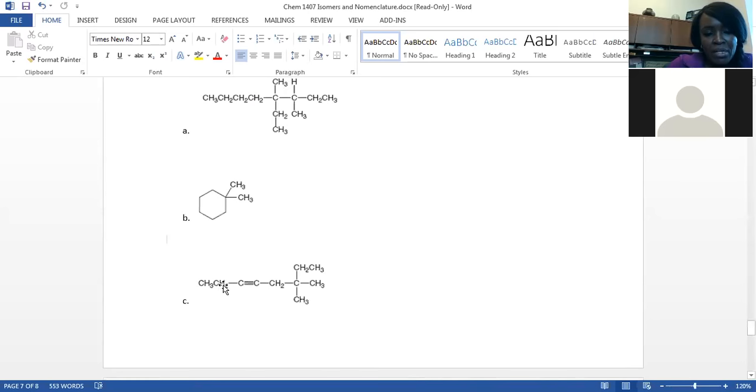Since this compound has 1, 2, 3, 4, 5, 6, 7, 8 carbons, with 8 carbons, you use the prefix oct. Since you have 8 carbons with the functional group that's an alkyne, you will write it as octyne. OCT for the 8 carbons, YNE for the triple bond. I'm not done. What carbon is the triple bond attached to? Well, we just counted earlier.